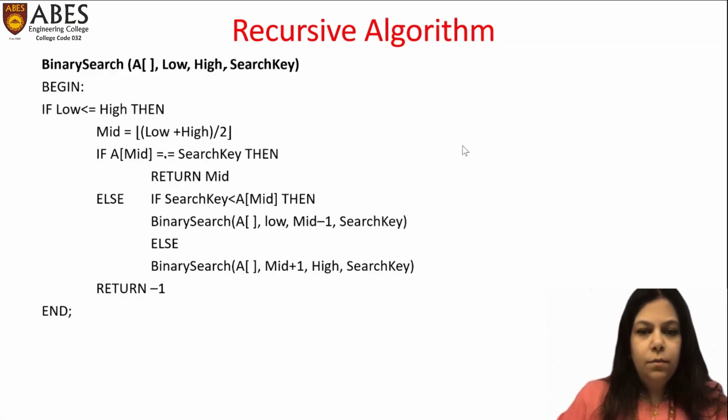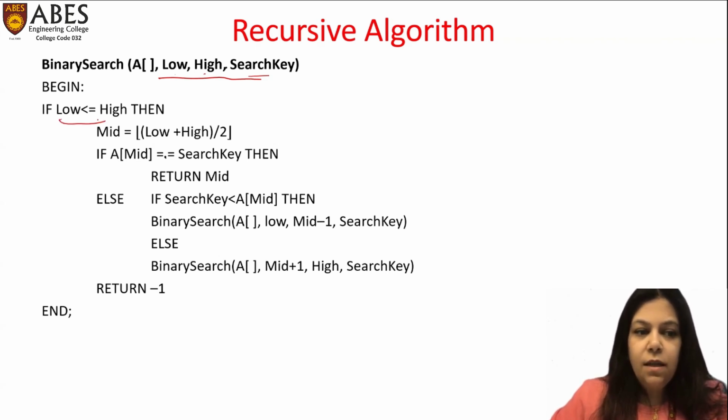Now, coming back to the algorithm, binary search algorithm can also be implemented recursively. In order to implement the binary search algorithm in a recursive way, we need to have 4 parameters where we have array, the lower index, the higher index, and the search key. Again, there will be 2 base conditions.